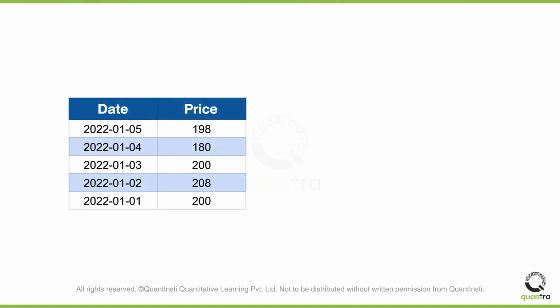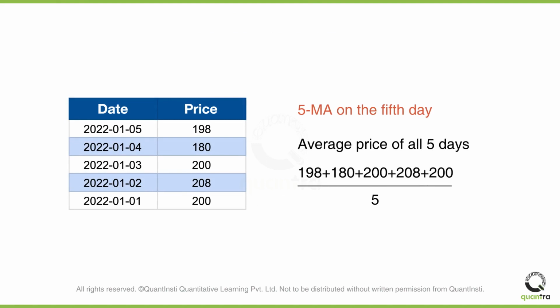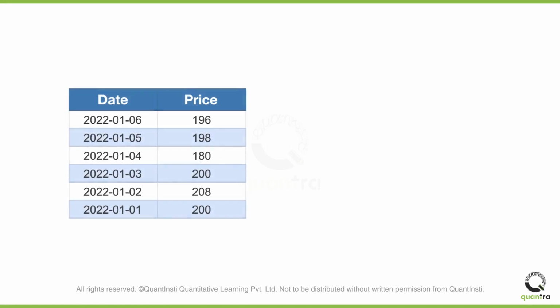This is the daily price data of stock A for the past 5 days. Can you guess the 5-moving average on the 5th day? It would simply be the average of all the prices during the past 5 days. Now we have the price data for the past 6 days. What would be the 5MA in this case?